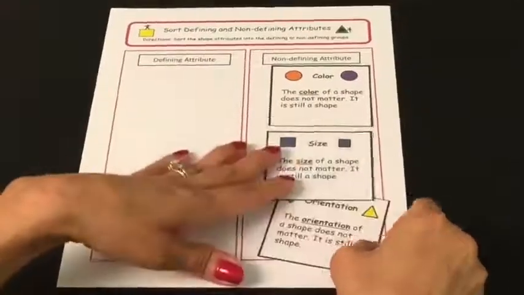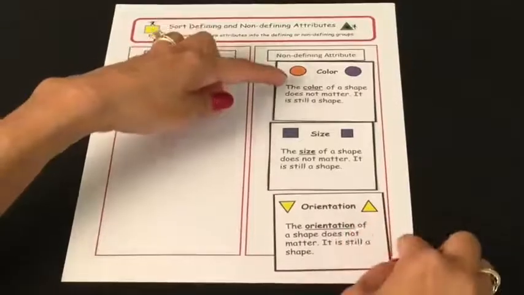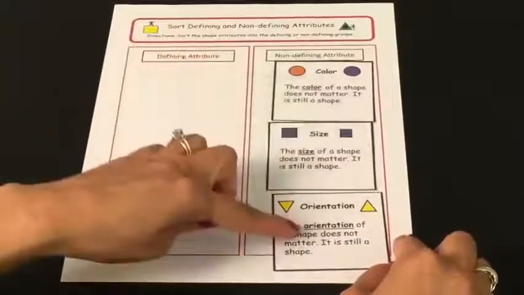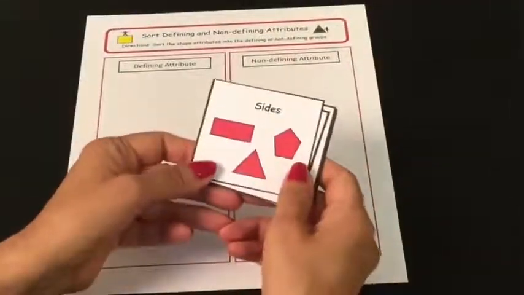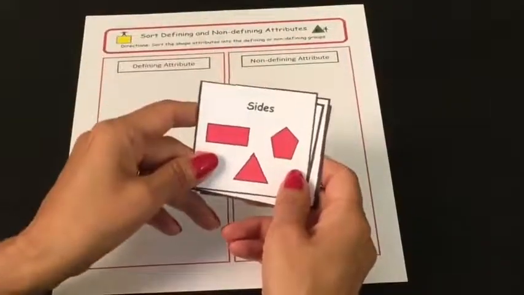Okay, so non-defining attributes are attributes that don't matter. And the three non-defining attributes of a shape are color, size, and orientation. Okay, so now I'm going to check for understanding. I want to see if you can tell me whether it is a defining or a non-defining attribute.